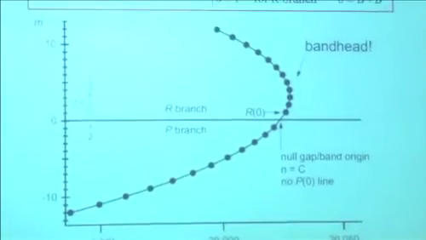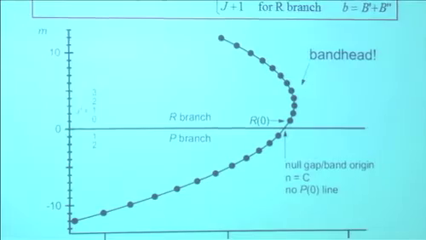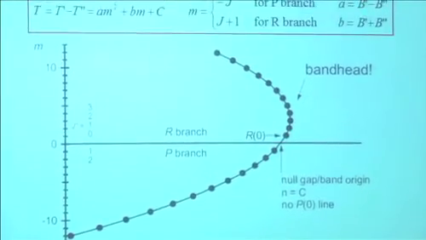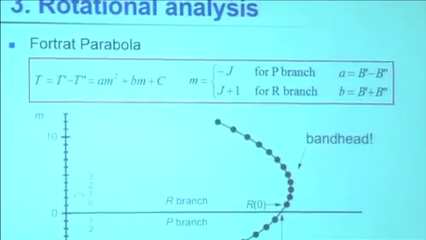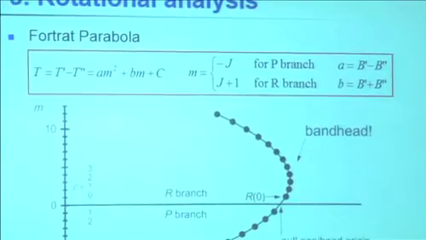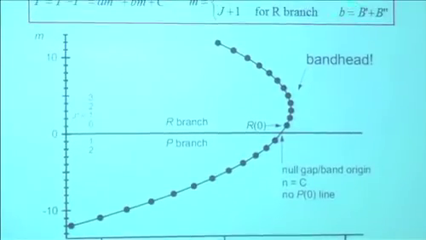We're not using strings. The positions of the lines determine the values of B prime and B double prime. So by fitting this to a parabola, we get both A and B.